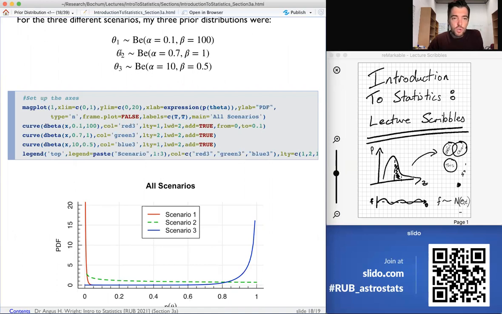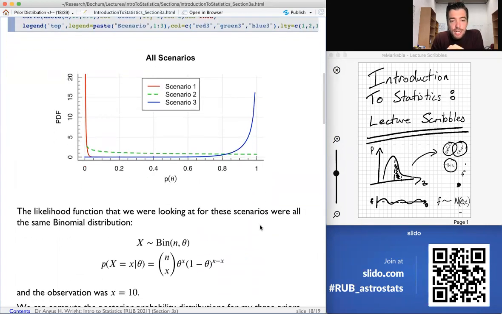For scenario 2, I specified alpha is equal to 0.7, beta is equal to 1, and that gives me this fairly flat distribution you can see here. And for the third scenario, I said alpha is equal to 10 and beta is equal to 0.5, and that gives me this blue curve here. Now, the reason I'm telling you this is because we can actually go through and calculate the posterior probability using just the mathematics analytically.